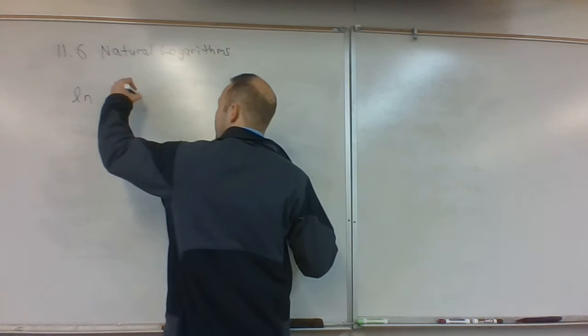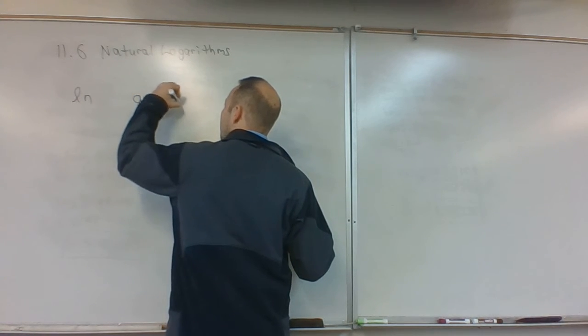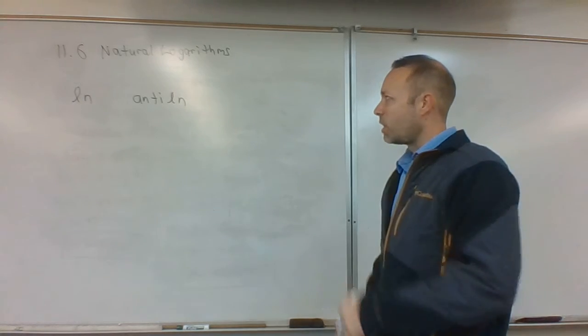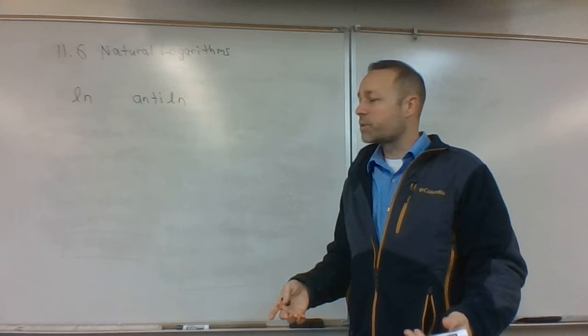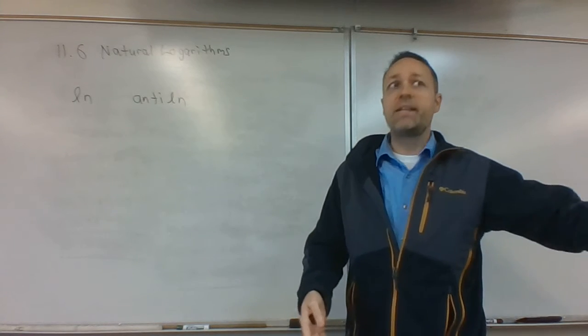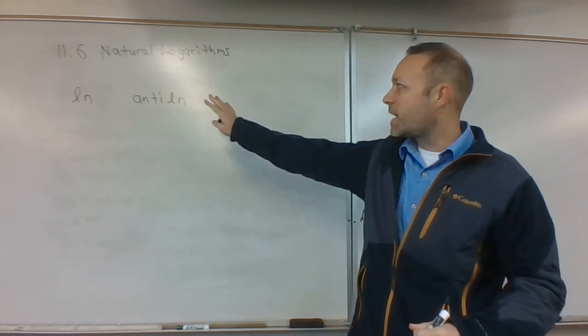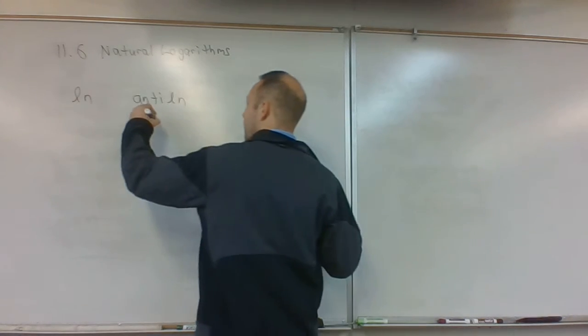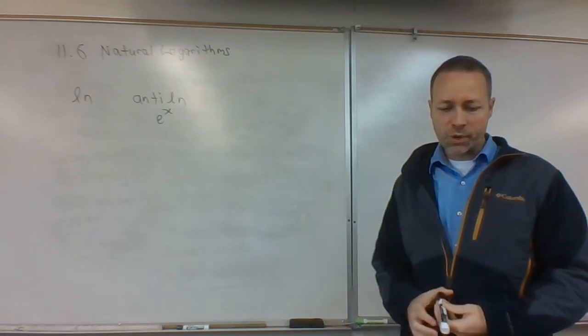We also have the anti-ln, the anti-natural logarithm, which, just like we saw with common logs, where the anti-common log, or anti-log, is 10 to the x, the anti-natural log or anti-ln is e to the x. That's what's going on there.